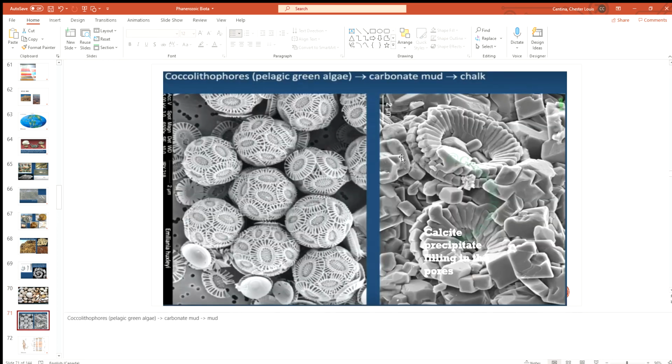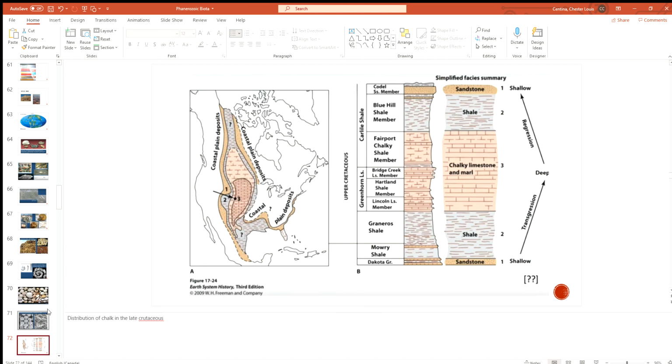Okay, moving on. So this is a chalk, coccolithophores. These are like green algae in the carbonate mud chalk. This is basically it. And then you see this round thing. These calcite precipitate, and it fills out the pores. That's basically it. Okay, next.